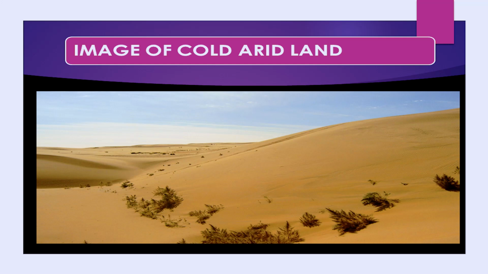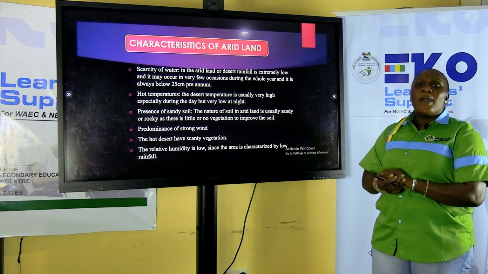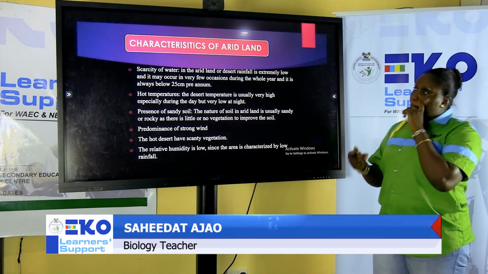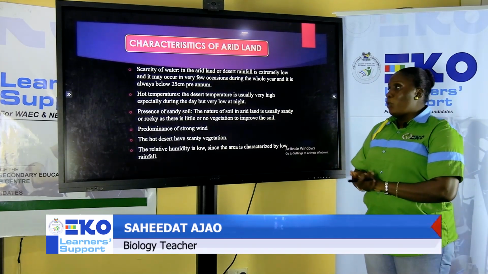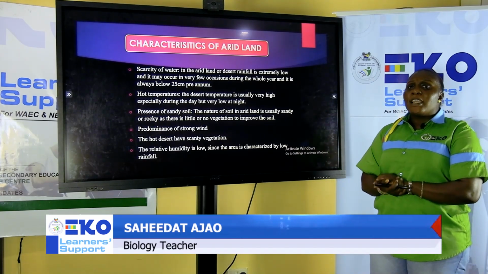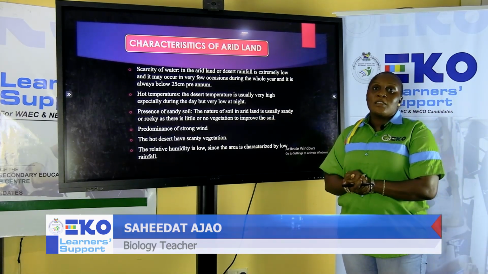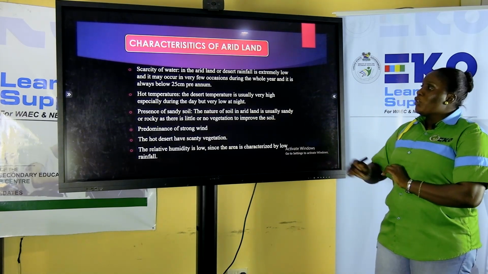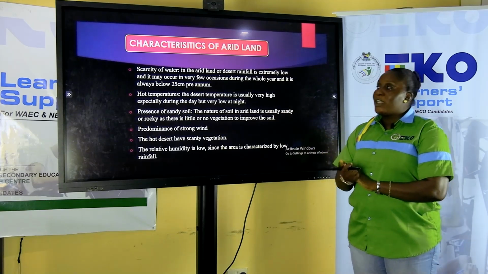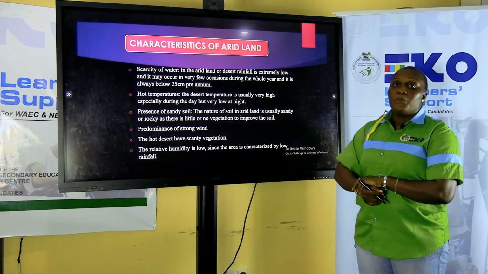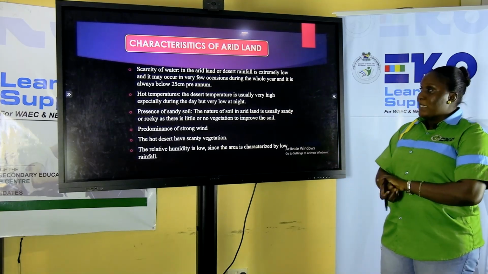Now we're moving on to the characteristics of desert. Why do we call this place arid? Why do we call it desert? Number one, scarcity of water. Please, learners, take note. Whenever you are asked to write the characteristics of a habitat, do not just write one word. Always try to explain what you mean, or write your points in a sentence.